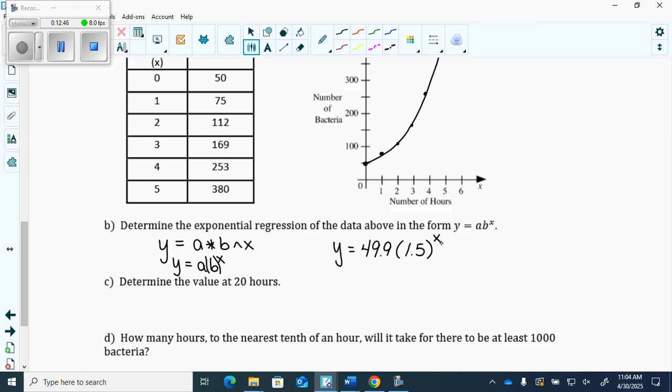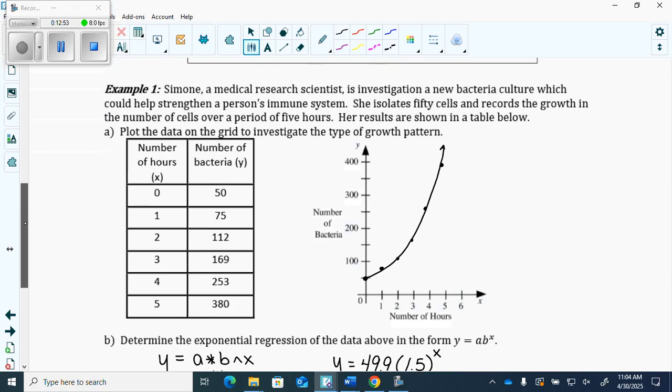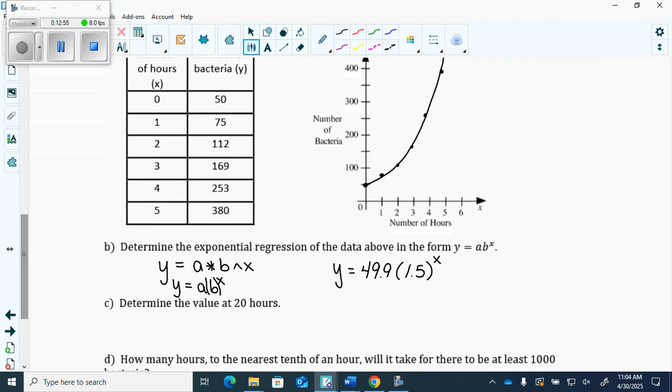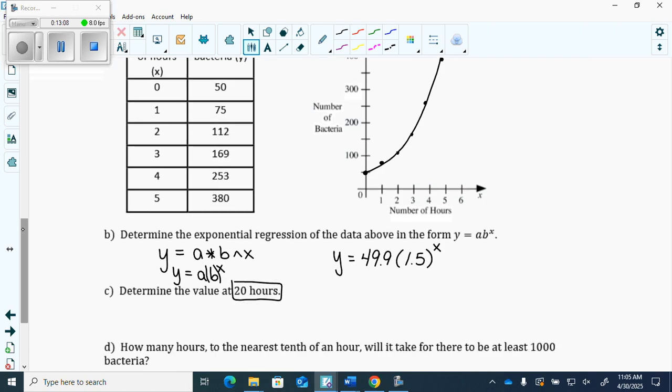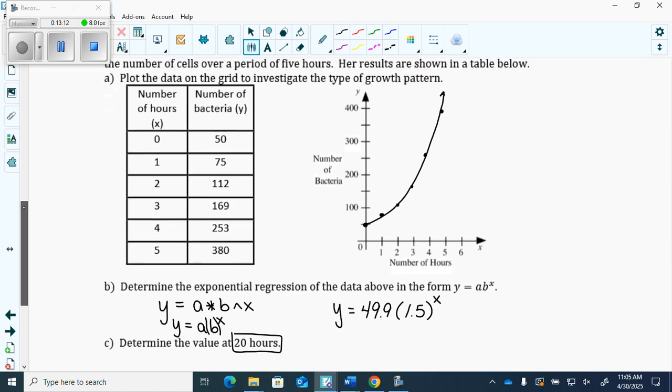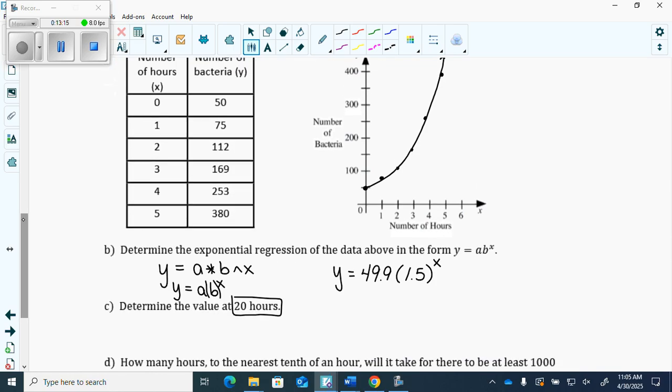Remember, if you ever get errors, it's often your window's too small. All right. Now, we have to decide, did they give us x or give us y in the next question? The next question says, determine the value at 20 hours. I need to decide if they gave me x or y. So I go to my table and I look at my x. X is number of hours. Y is number of bacteria. They want 20 hours. Did they give me x or y? X is hours, so they gave me x. So x equals 20.